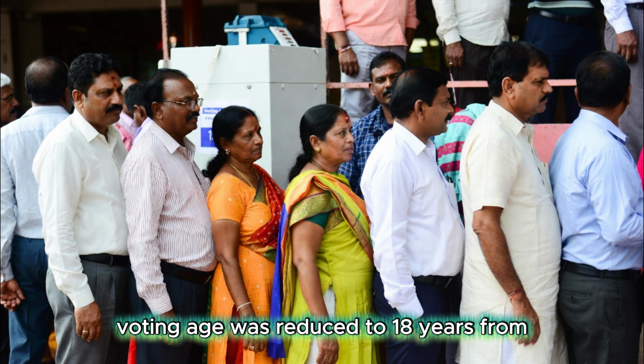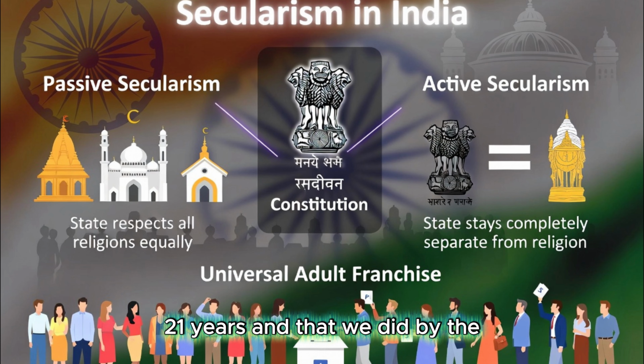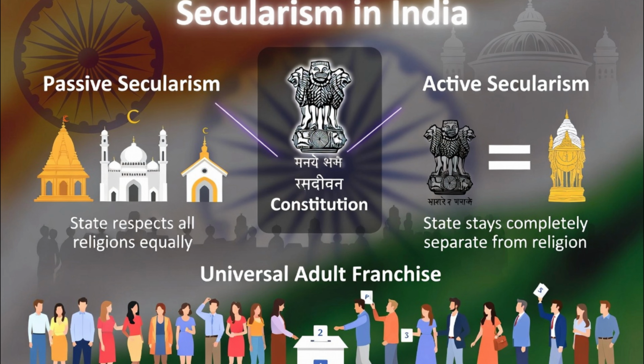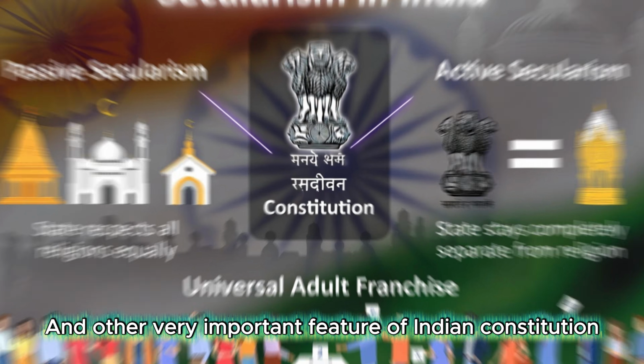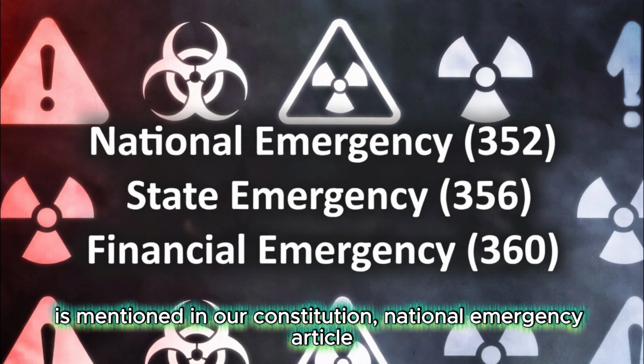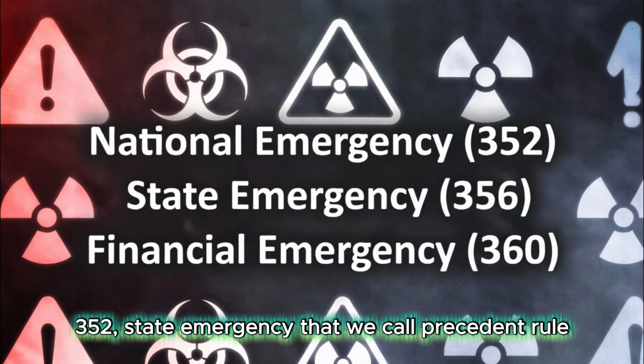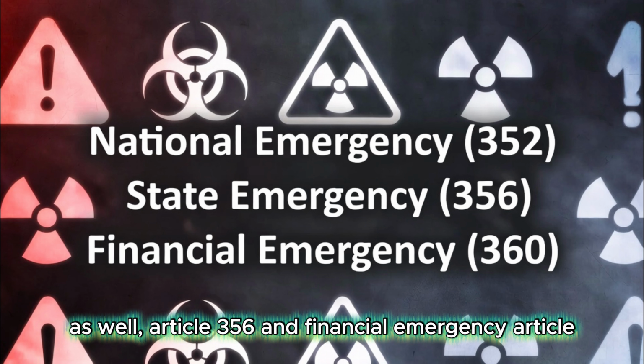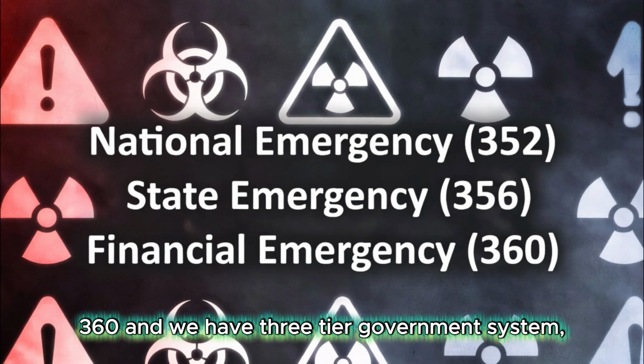The voting age was reduced to 18 years from 21 years, and we did that by the 61st Constitution Amendment Act 1988. Another very important feature of the Indian Constitution is emergency provisions. We have 3 emergencies mentioned in our Constitution: national emergency, Article 352; state emergency, which we call President's Rule as well, Article 356; and financial emergency, Article 360.